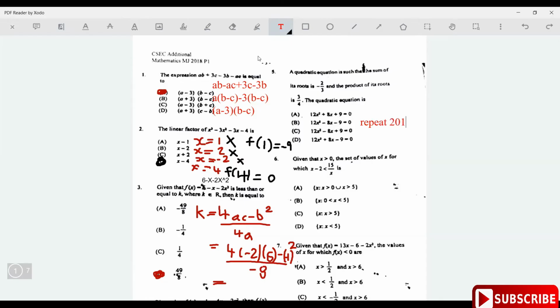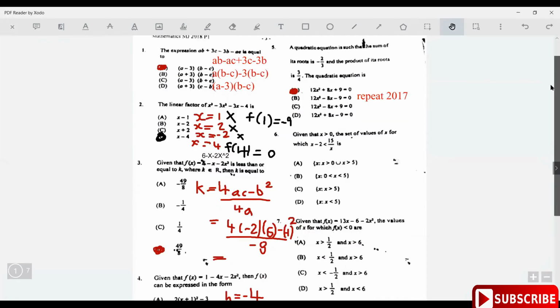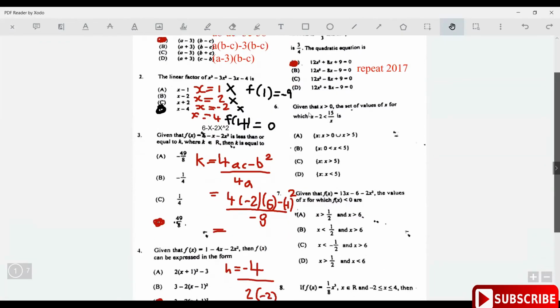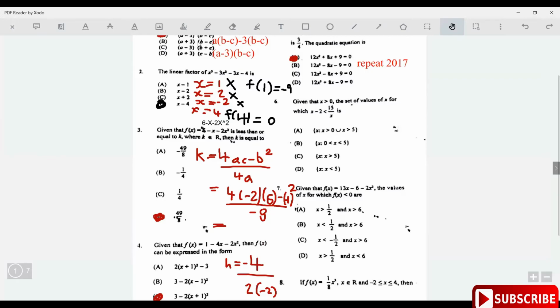Since it's a repeat of 2017, we know that it is option A. Nice. Next question. It says, given that x is greater than 0, then the set of values of x for which x minus 2 is greater than 15 over x. First thing we have to do, multiply through by x. And so you're going to get x squared minus 2x is less than 15, but we can bring over the 15 to get minus 15 is less than 0.